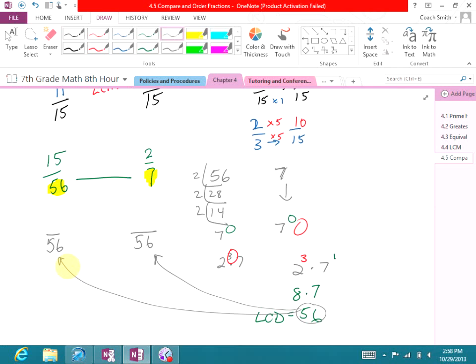Now, as we look at the new fractions with 56, we must ask ourselves, what did we do to 7 to make it 56? Multiplied by 8. So I do the same thing to the top. I multiply by 8, which gives me 16. Then we ask ourselves, what did we do to 56 to make it 56? Multiplied by 1. So we do the same thing to the top, which makes that 15.